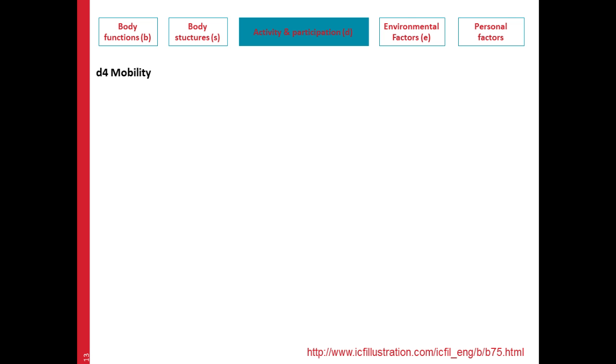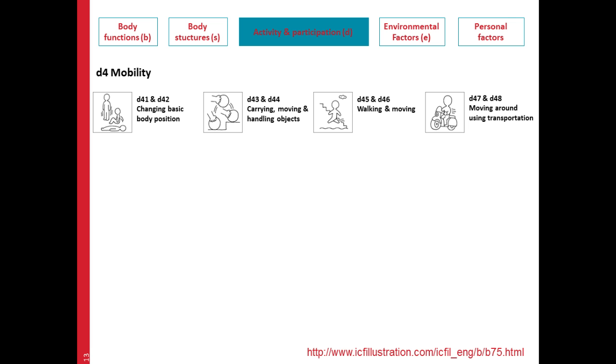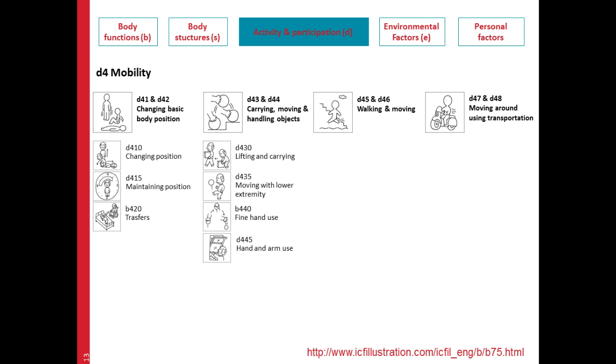Within activity and participation, Chapter 4 refers to mobility and is subdivided into 4 sections: changing basic body position, carrying, moving and handling objects, walking and moving around, and using transportation. The first group includes changing and maintaining body position and transferring oneself. The second group is divided into lifting and carrying, moving with the lower extremity that includes kicking and operating pedals, fine hand use, and grosser hand and arm use.